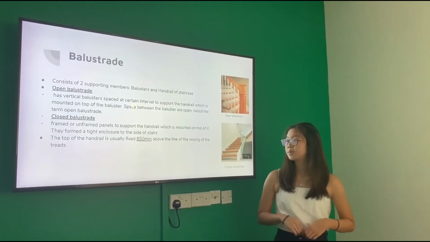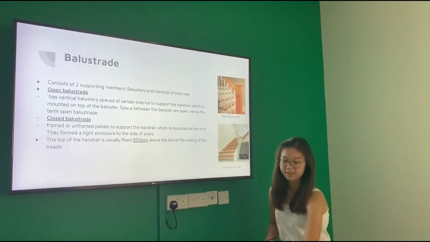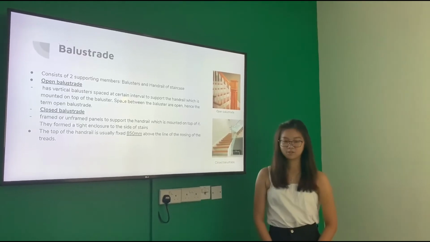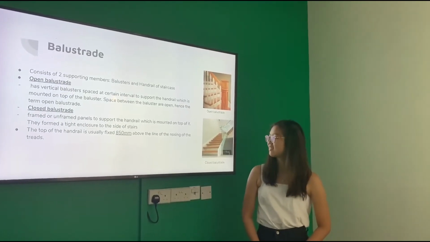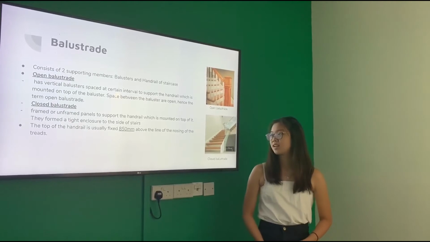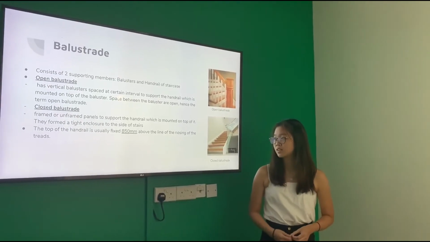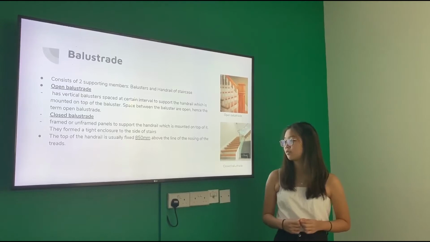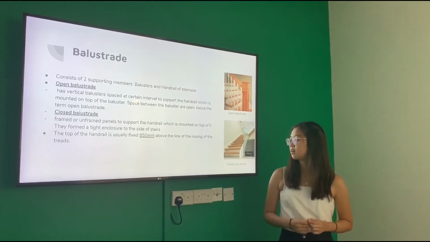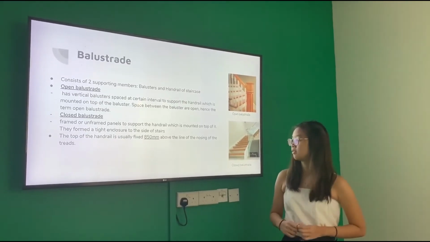For the closed balustrade, it is actually framed or unframed panels to support the handrails, which are mounted on top of it, and they form a tight enclosure to the side of the stairs. The top of the handrails is usually fixed 850 mm above the line of the nosing of the treads.